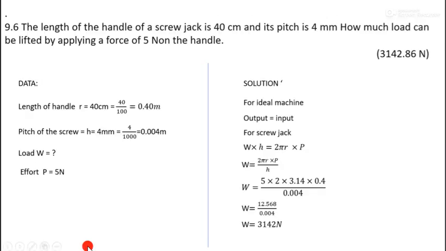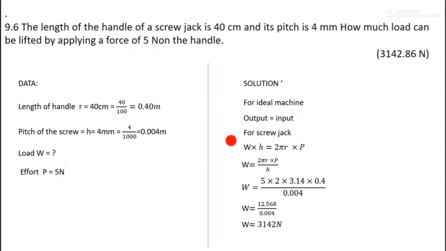Now second part, the length of the handle of the screw jack is 4 cm and the pitch is 4 mm. How much load can be lifted by applying a force of 5 Newton on the handle? Now data, first of all, length of handle is 4 cm. Now convert centimeter into meter, divide by 100. Now pitch of screw h is given, 4 mm, 4 divided by 1000. So when we convert millimeter into meter, we divide by 1000, and when we convert centimeter into meter, we divide by 100. Load W we will find, and effort is equal to 5 Newton.